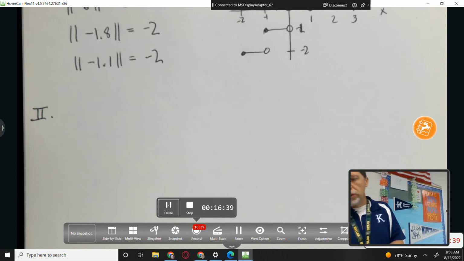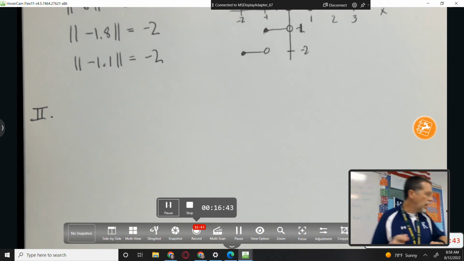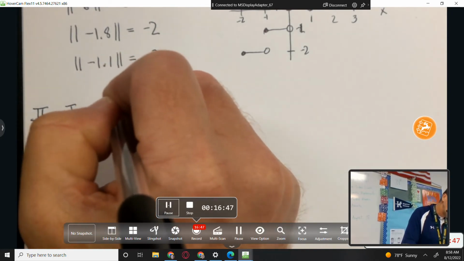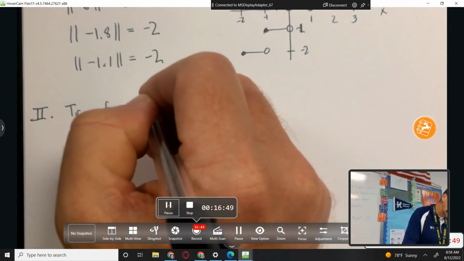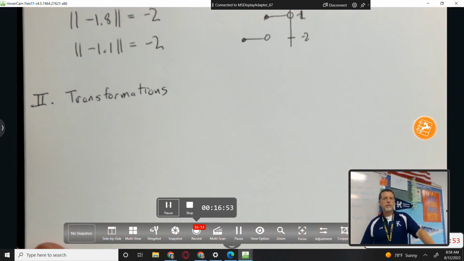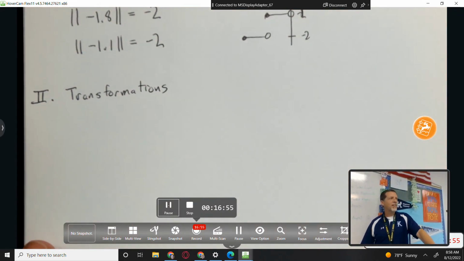Roman numeral 2, we're going to do some transformations. You did a ton of these in Algebra 2. So this usually goes really quick in Pre-Cal because your Algebra 2 teachers are all stars. All of them. I don't care who you had.